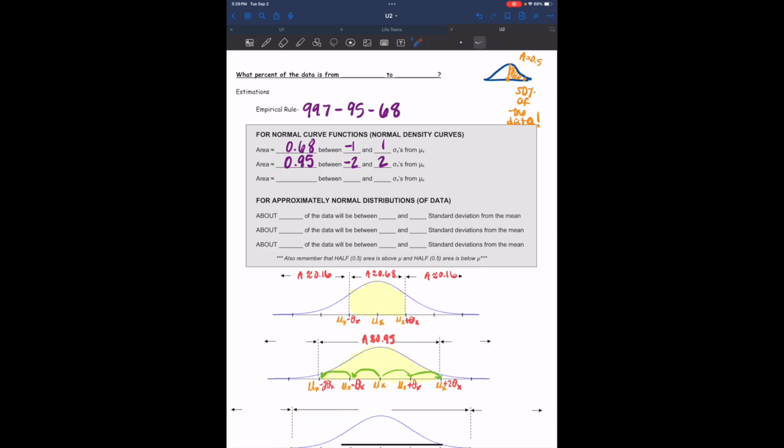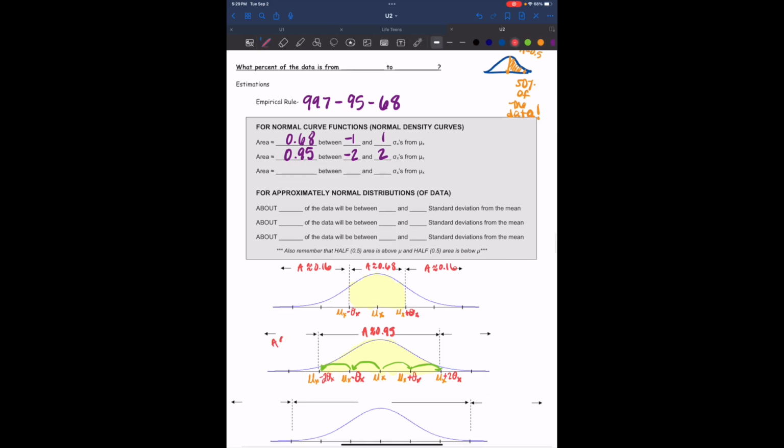0.05 divided by 2 would come out to be about 0.025 of the data over here and 0.025 of the area over there, which if you turn that to percents, is about 2.5% of the data over here and 2.5% of the data over here. Again, just giving you a good gut feeling for how much data is where.